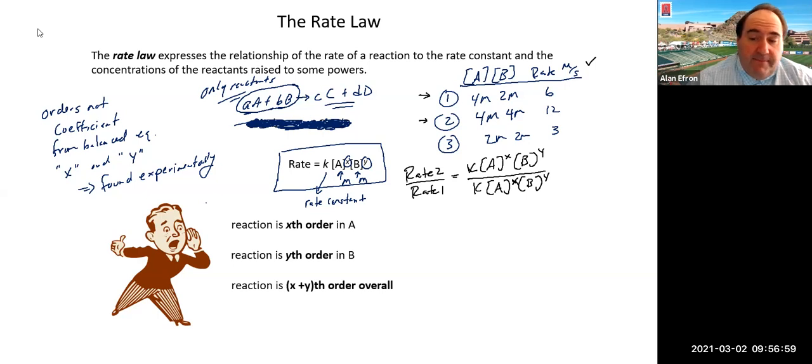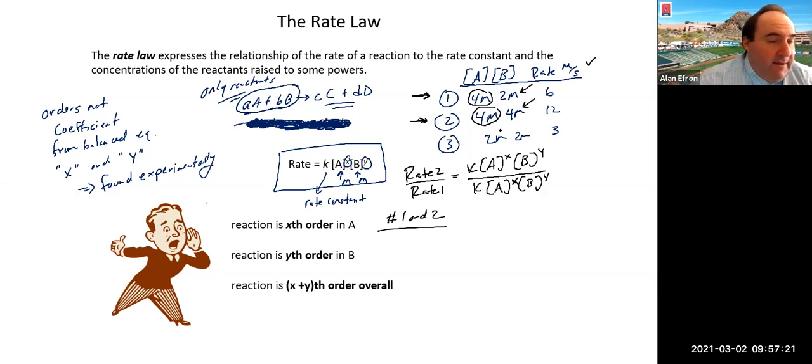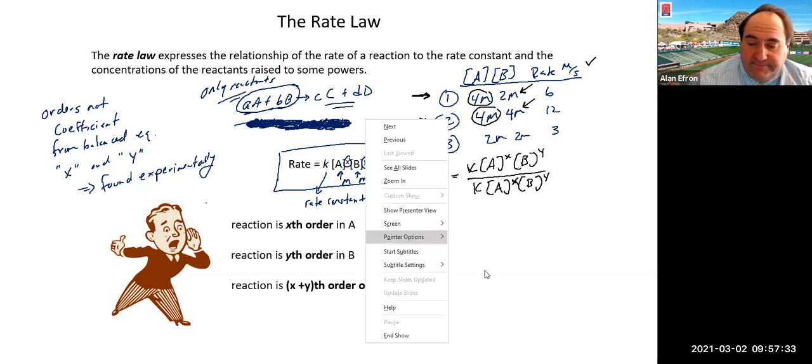So for example, if we look here at entry number 1 and number 2, what we see is the concentration of A remains the same, while the concentration of B varies. And that's what we're looking for. Again, we want one where something stays the same and something else changes. So what we're going to do is put that information into our equation there.